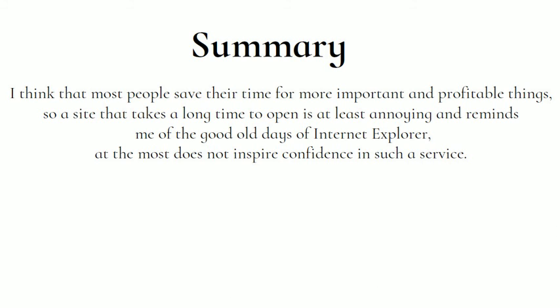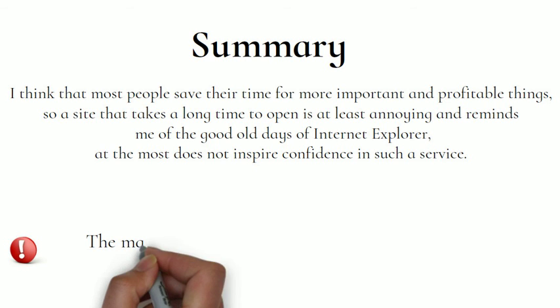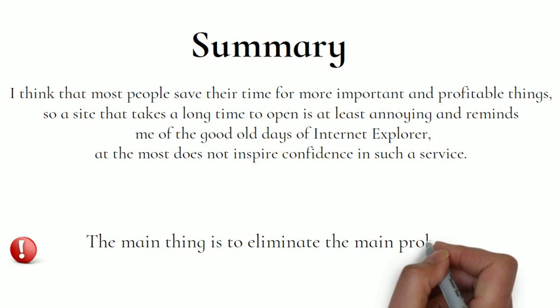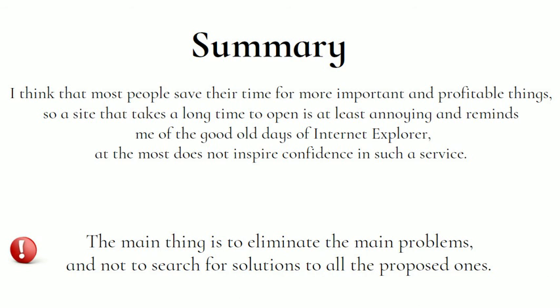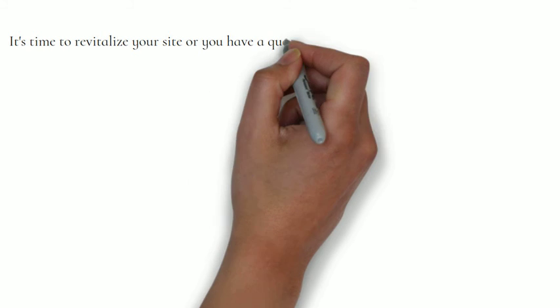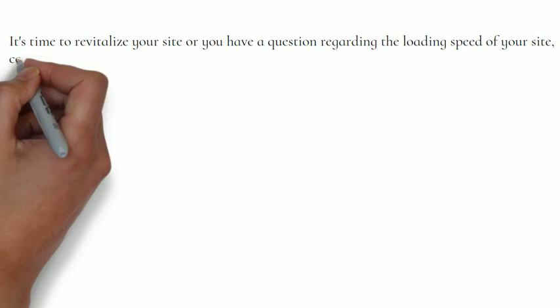There are many tools you can use to gauge your site performance, such as Google PageSpeed Insights, Pingdom, YSlow, and more. At least you will have an idea of where the site can slow down. The main thing is to eliminate the main problems and not to find solutions to all the issues proposed by the assessment tools. Once you have identified the most important areas, you need to take action to dramatically reduce page load times and dramatically improve your user experience.